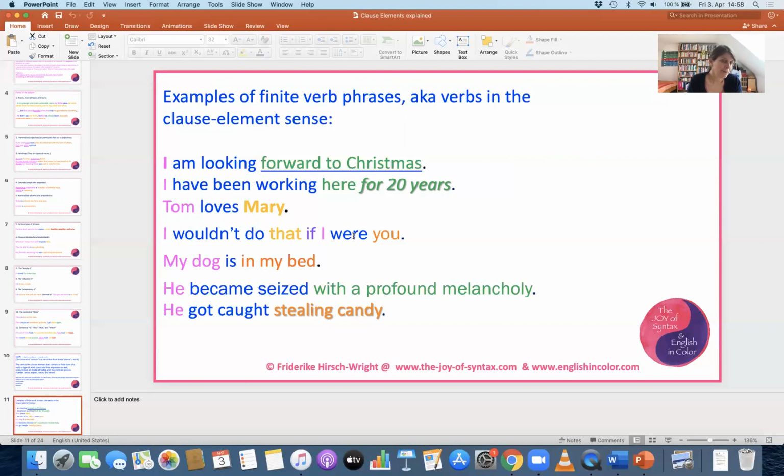My dog is in my bed. He became seized with a profound melancholy. He got caught stealing candy. Became seized and got caught are special passive voice constructions, if you want to call them that.